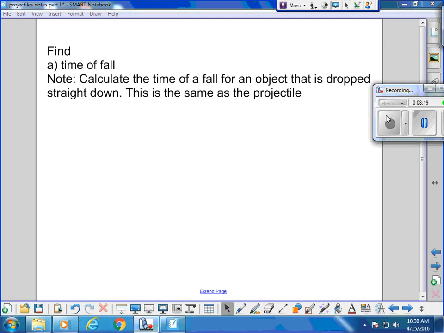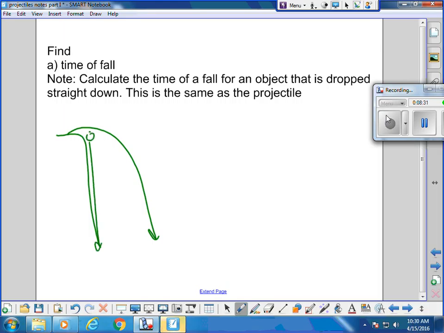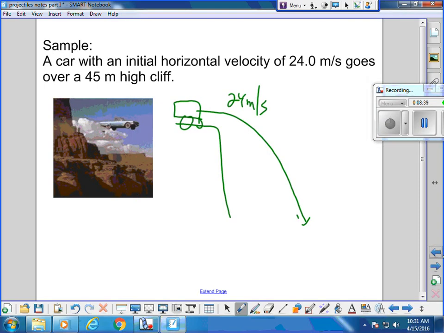You are to find the time of fall. Calculate the time of fall for an object that is dropped straight down. This is the same as the projectile. It doesn't matter that the car is going off the cliff like this. It takes exactly the same amount of time as if it fell straight down. There's really not much to the question. The initial velocity is 24. The cliff is 45 meters high.